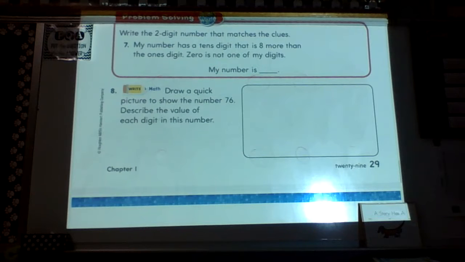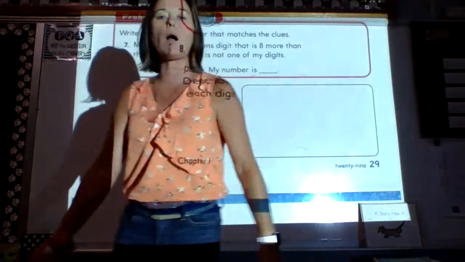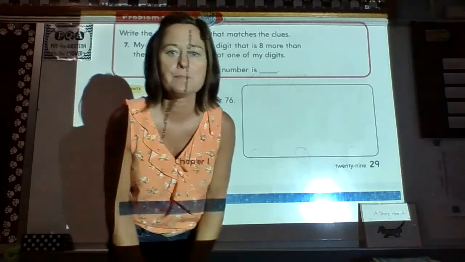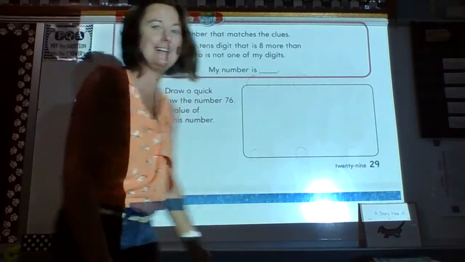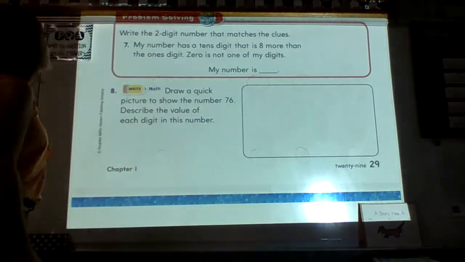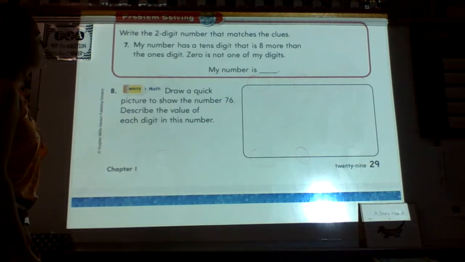Number 7 and 8, they're word problems. Class, when you have a word problem in math, what do you have to do? You have to read and you have to do math. So, let's look at 7.